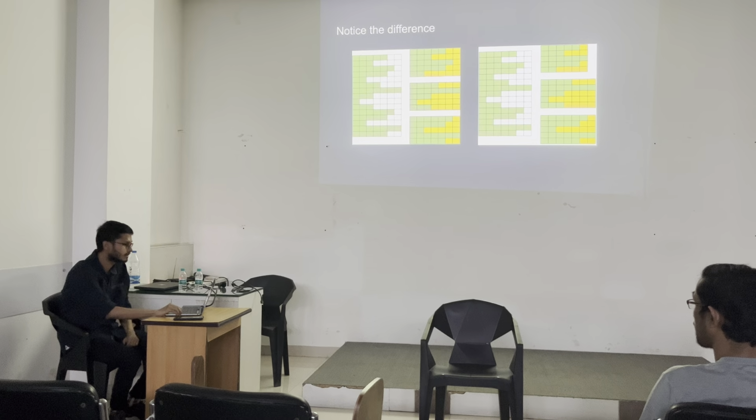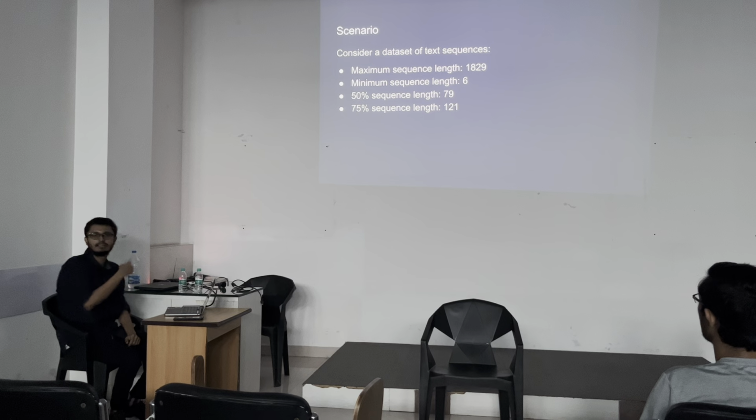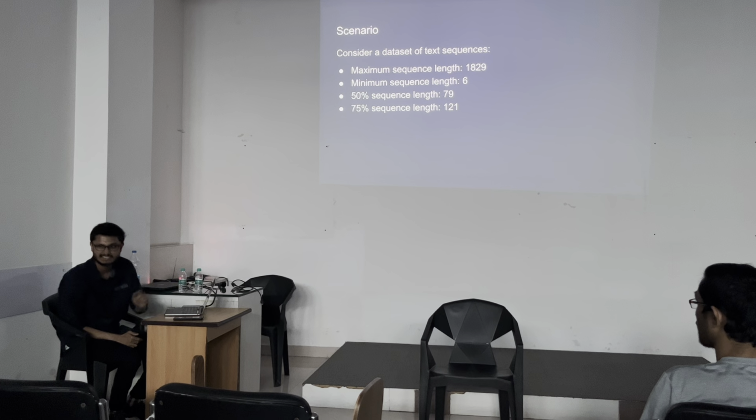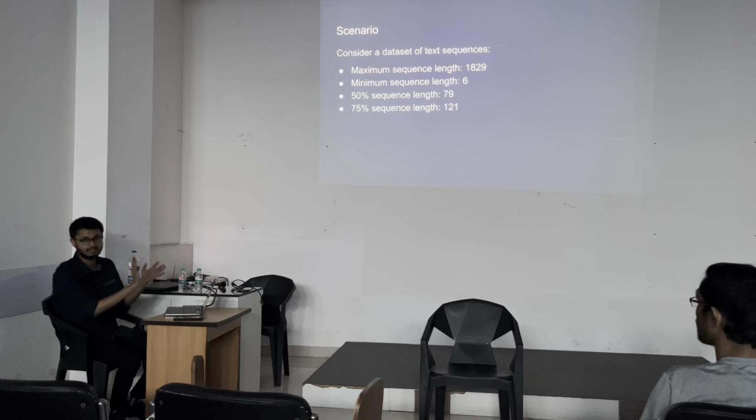Abundantly clear? Cool. But again, before we do hands-on, let's consider this scenario. Let's say we have a data set of text sequences where the maximum sequence length is 1829. That's a lot of words. In the age of WhatsApp, in the age of Twitter, that's a lot of words. The minimum sequence length is 6. That's too low, no? And 50% of the sequences in your data set have a sequence length of 79. That's fairly okay. 75% of sequences have a similar sequence length. Cool, you have the statistical part clear.